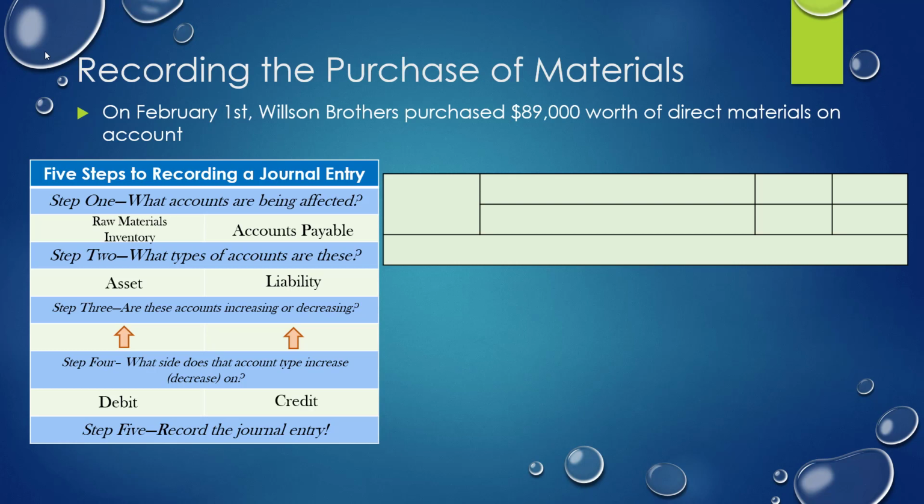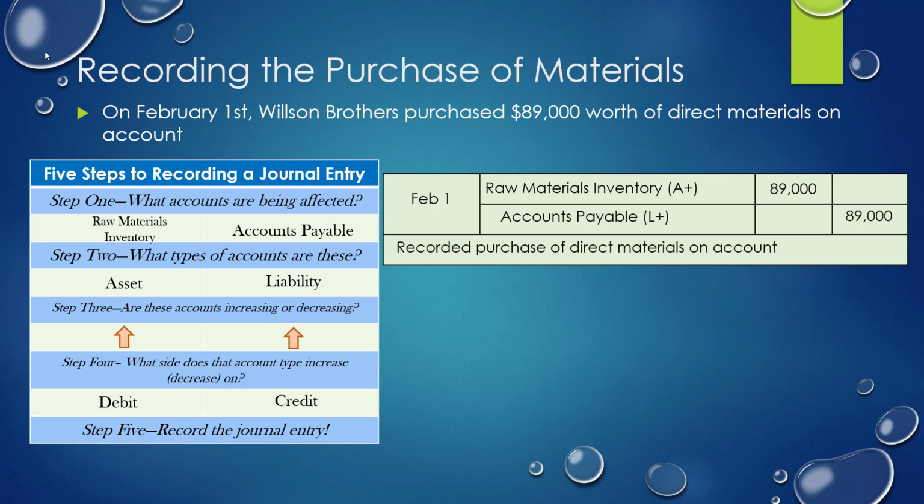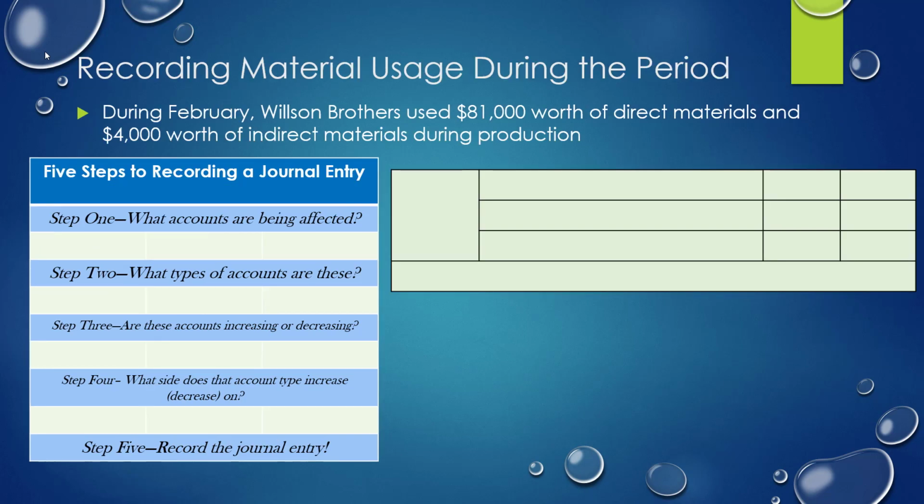So our journal entry in this specific instance on February 1st is to debit raw materials inventory for the $89,000 purchase cost and credit accounts payable for that same amount in the journal entry to record the purchase of direct materials on account. And after we had those materials in storage, we used them during production. So let's make the journal entry that we would have to account for the amount of materials taken out of our storage facility and used in production across all of our jobs.